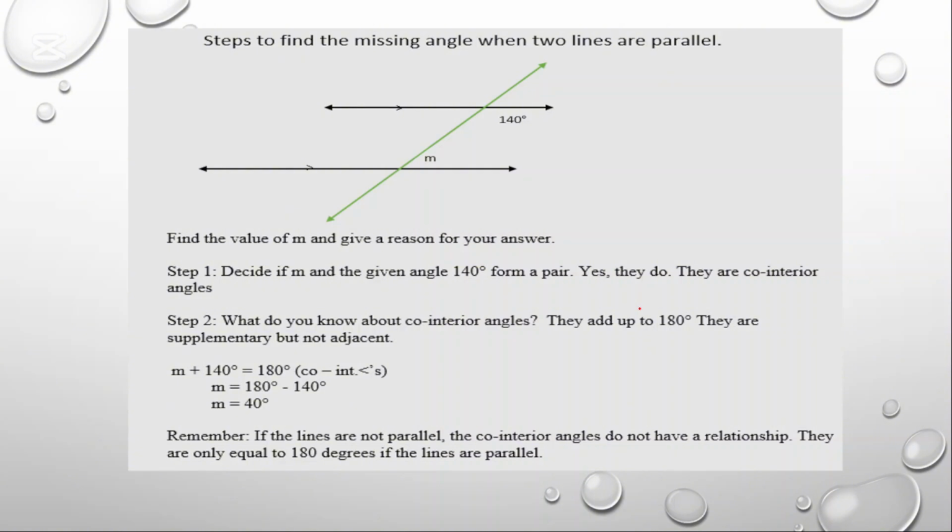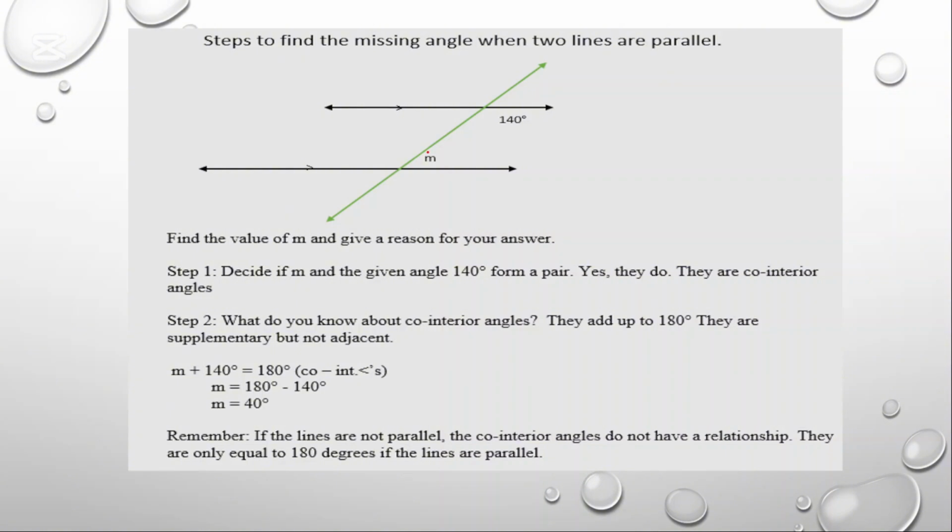We will just go through the steps again to find the missing angle when two lines are parallel. So, step 1, you decide if M and the given angle, 140, form a pair, and your answer is yes, they do. They are co-interior angles. Now step 2, what do you know about co-interior angles? Are they equal or are they equal to 180? Now we know they are equal to 180.